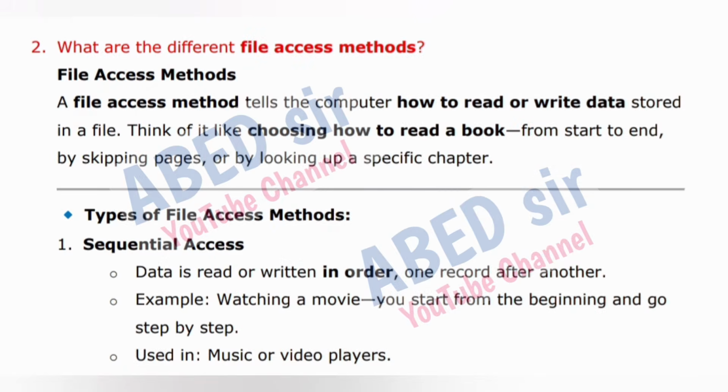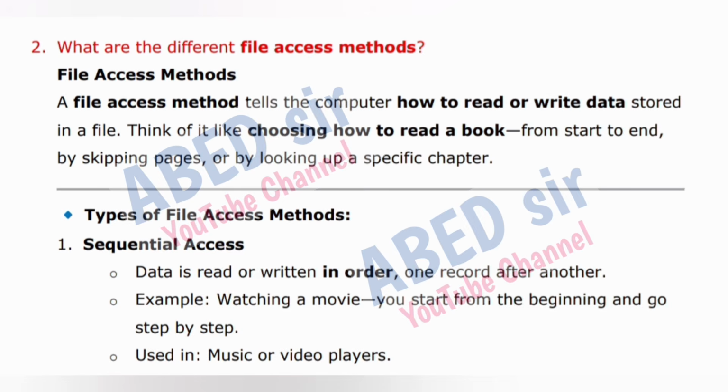Next important short question is: 2. What are the different file access methods? A file access method tells the computer how to read or write data stored in a file. Think of it like choosing how to read a book: from start to end, by skipping pages, or by looking up a specific chapter. Types of file access methods.